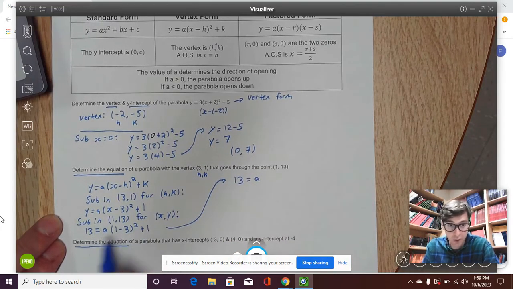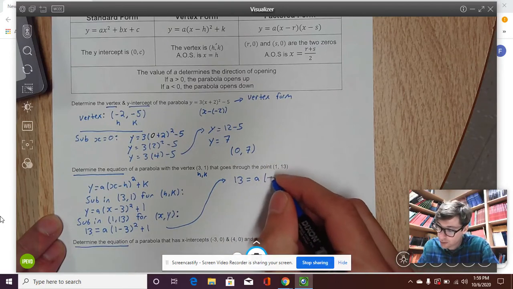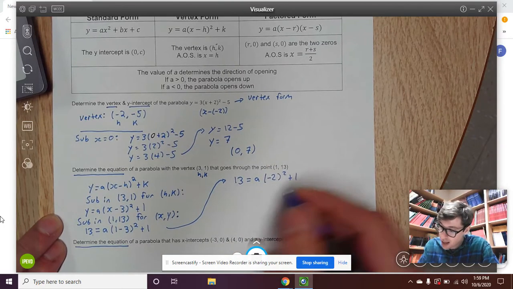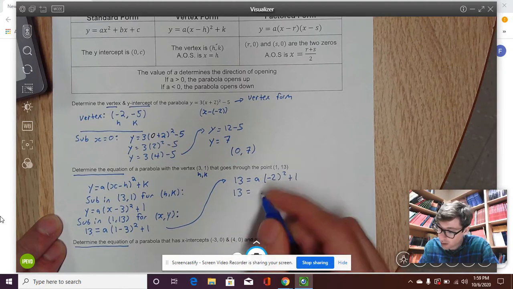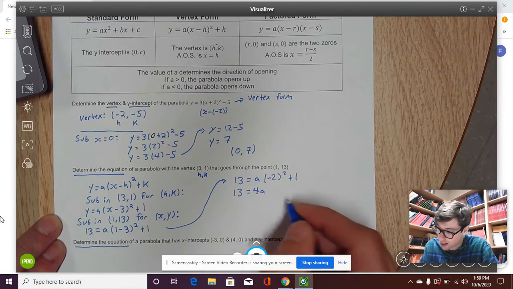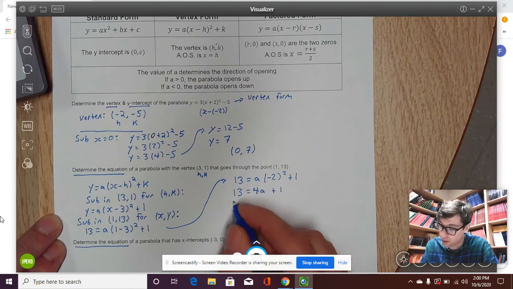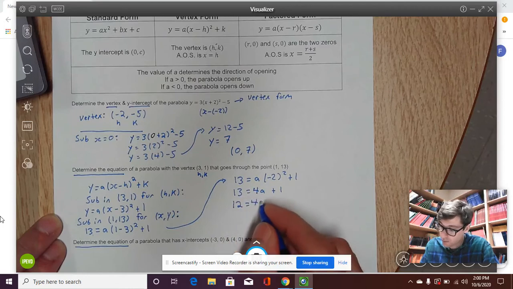We're good at solving equations with only one variable or one unknown. 1 minus 3 is negative 2 squared. Anything in the bracket squared is going to be positive. Negative 2 times negative 2 is positive 4, so I have 4a plus 1. Be really careful following BEDMAS between these 2 steps. I'll bring the 1 over. So 12 equals 4a, or a equals 3.